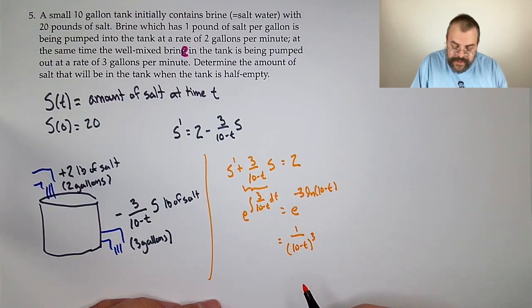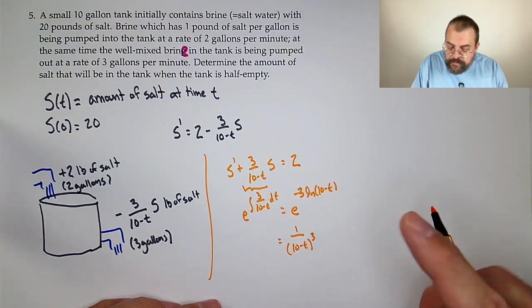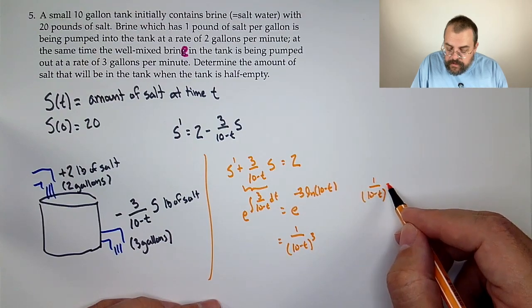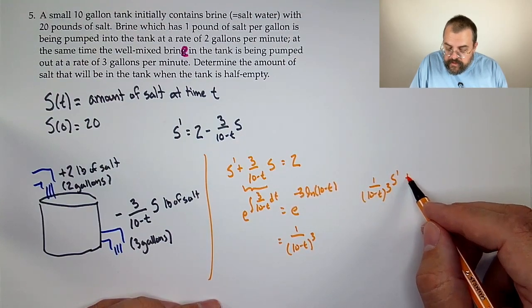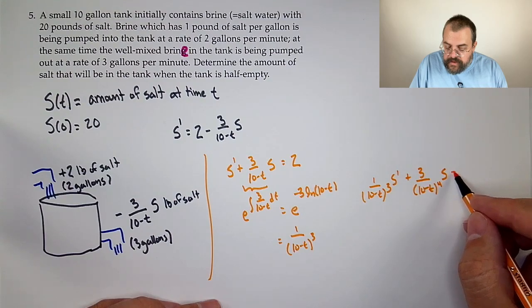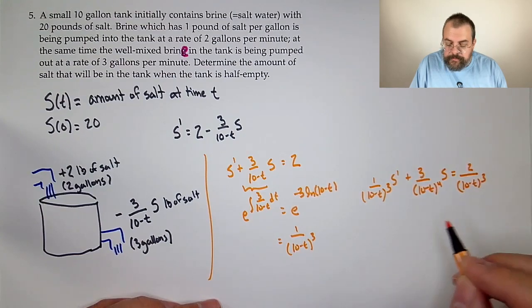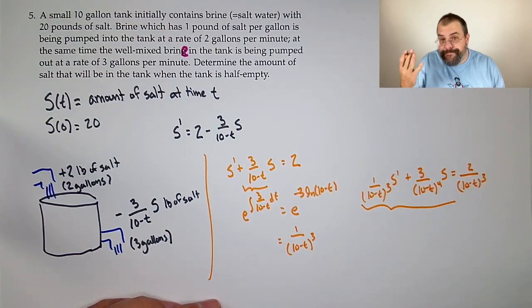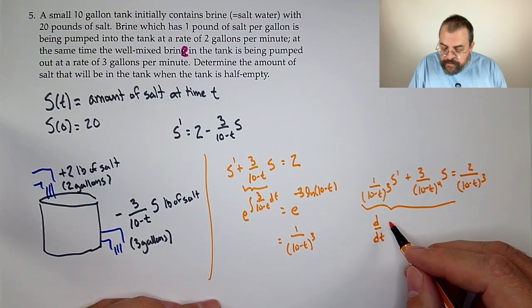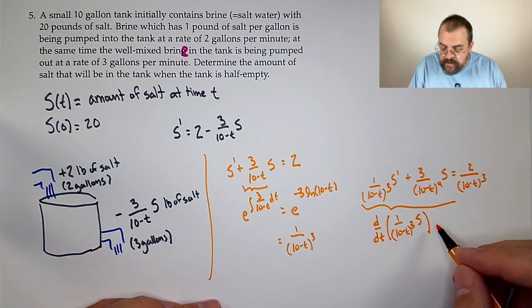All right, so here we go. We are going to multiply everything by this expression. So we have that 1 over (10 minus t) cubed times s prime plus 3 over (10 minus t) to the fourth s is equal to 2 over (10 minus t) cubed. And this side, by design, we've done this kind of problem before, that's a derivative. So it's a derivative with respect to t of 1 over (10 minus t) cubed times s.